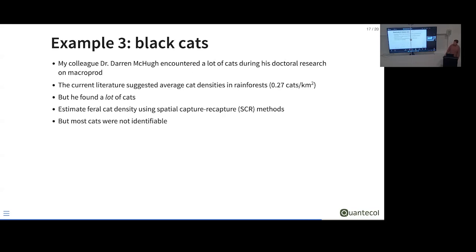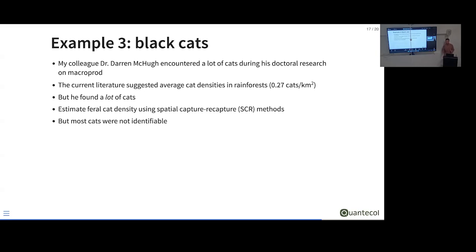The final example I want to talk about is the example of unidentifiable cats in mark recapture studies. So my colleague, Dr. McHugh, was doing really backbreaking work in the border ranges. He had a bunch of camera trap arrays to study threatened macropods, and he was picking up a lot of cats in this system.